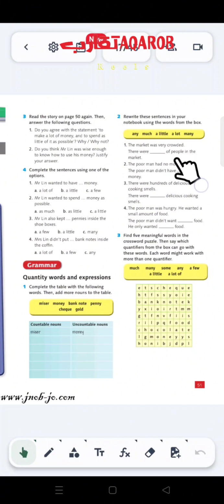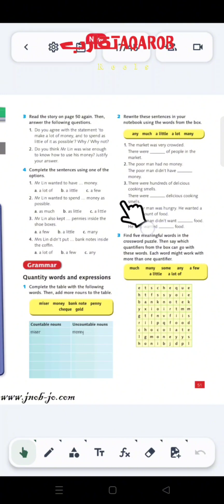People here, is it countable or uncountable? It's countable. Number 2. The poor man had no money. The poor man didn't have money. Here we have money, and we have a negative form here, didn't. So with a negative form, we always use any. So here the answer is: the poor man didn't have any money.